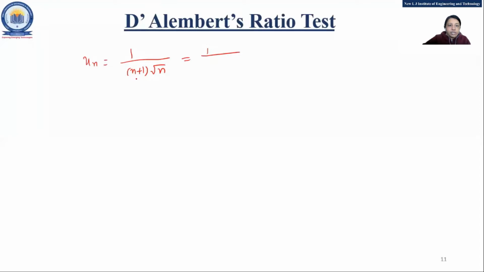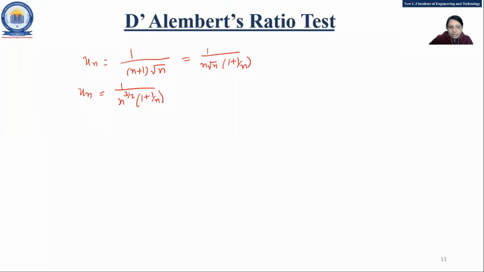So you will get, take n common, right? So n into root n, and 1 plus 1 by n. So what is your un now? 1 upon n raised to 3 by 2, into 1 plus 1 by n. Now how do you solve this one? See, if you directly take a limit, then it's not going to work out, right? So which test are you supposed to use to solve this series?